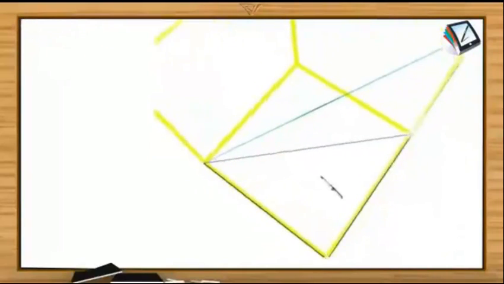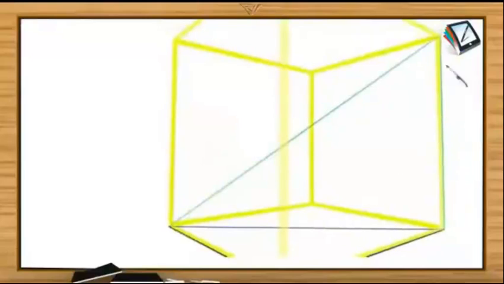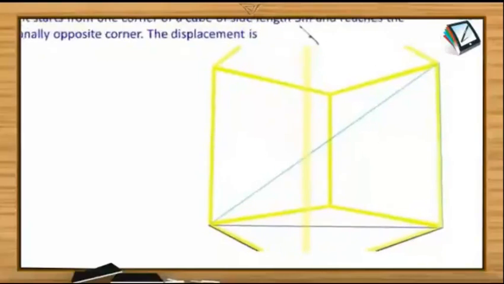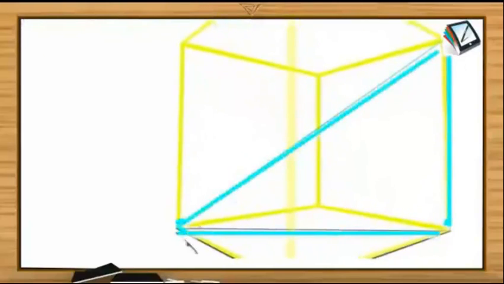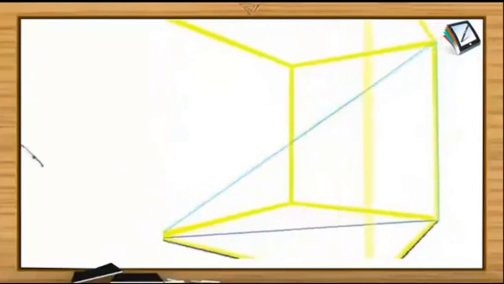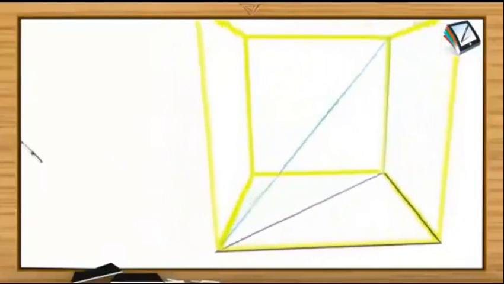And then here it is the vertical one, because it's reaching this position. So here it is 3 root 2 and this is 3 meter, because side of the cube is 3 meter. So this particular triangle is also a right angle triangle. So 3 root 2 square plus 3 square under root. So what should we get as the value?